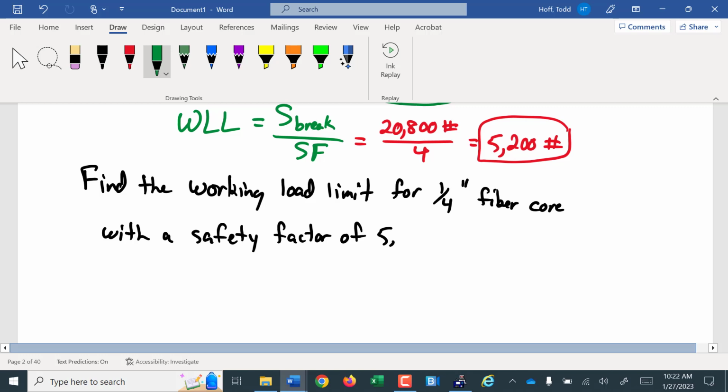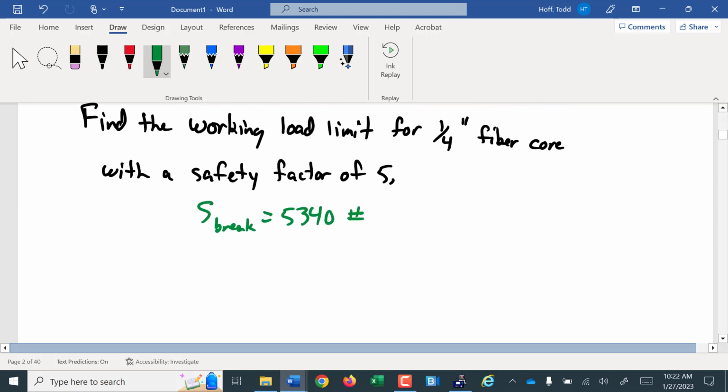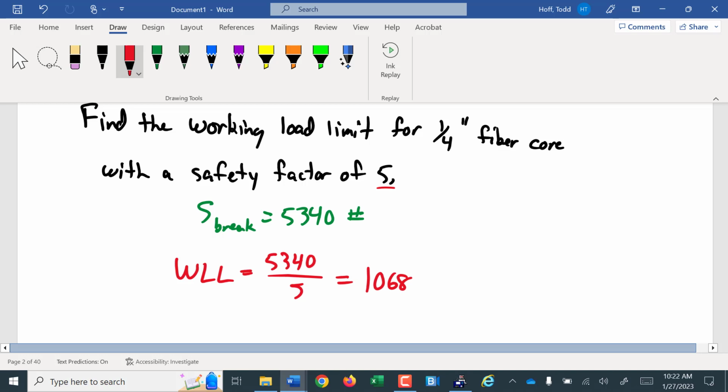So what is the breaking strength for 1/4 inch? Oh, you're looking at the final answer. 5340. Perfect. Pounds. So that is the breaking strength. So yes, the working load limit would be that divided by 5 for a safety factor, which is what, 1,068? Pounds. So you can see that reduces that pretty quickly.